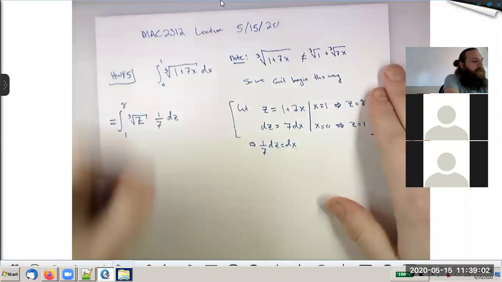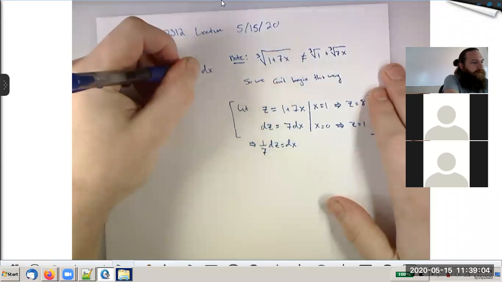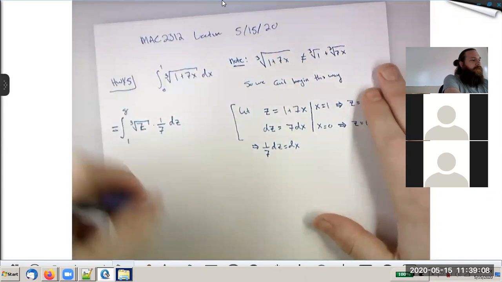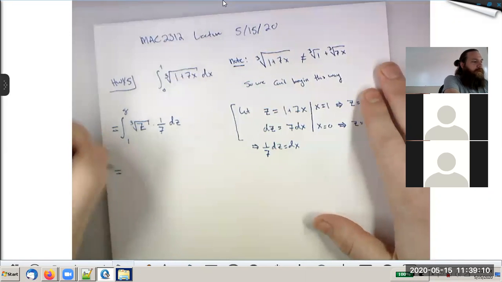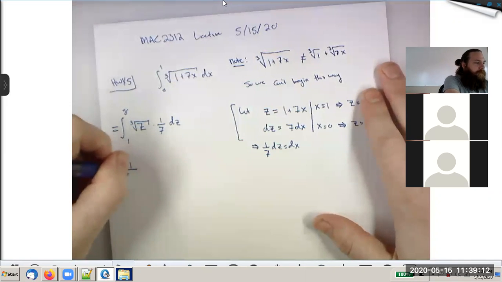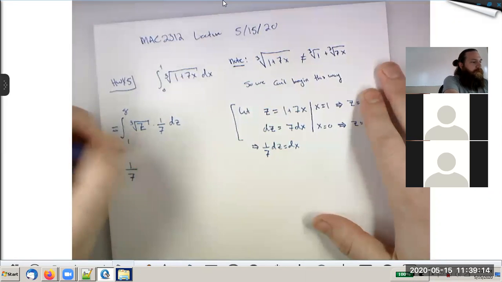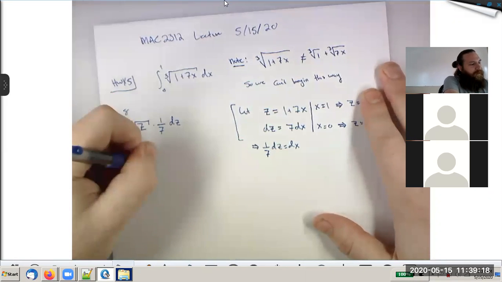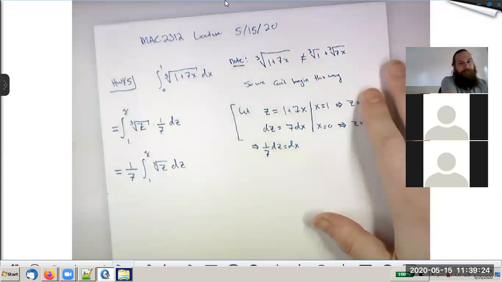So now that 1/7, this is being multiplied, right? That's how the differential works, multiplies the integrand. So that 1/7 is a multiplicative constant. It will come out of the integral. And I have 1/7 times the integral from 1 to 8 of the cube root of z dz.